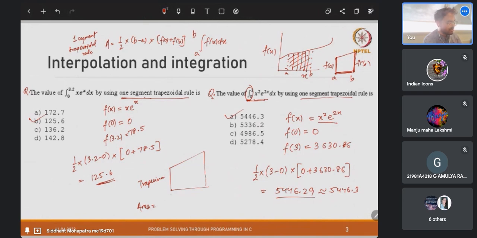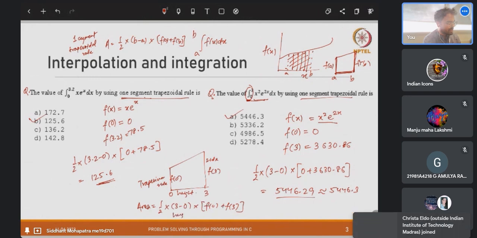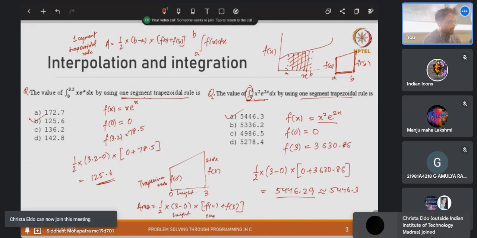So basically this point is 3, this point is 0, this is f of 0, this is f of 3. Now the area of this trapezium is half into this into f of 0 plus f of 3. So that is basically what I have done here, because this is the height and these are the two sides. This is one side and this is the other side. So basically half into the height into the sum of sides.